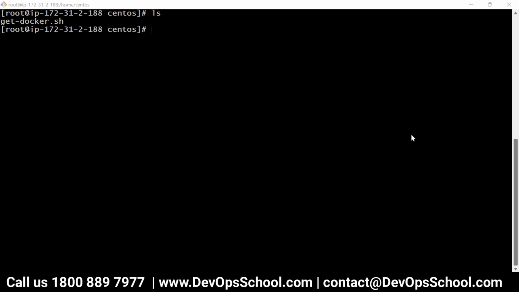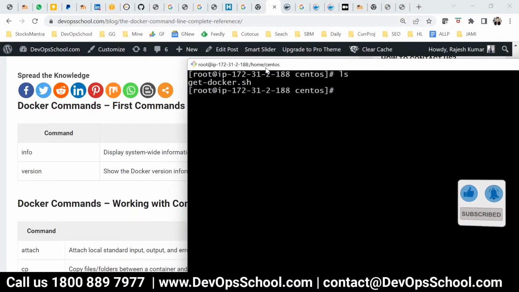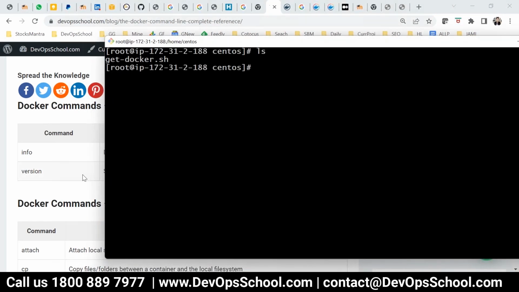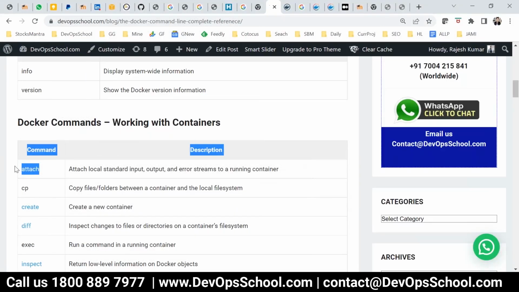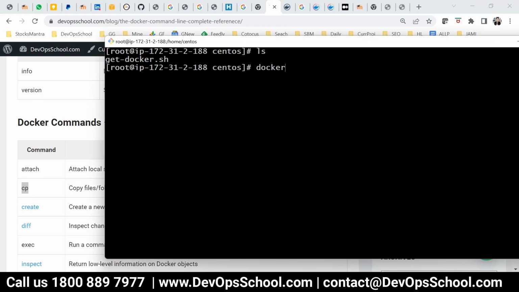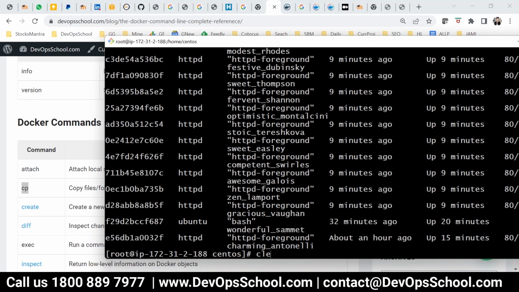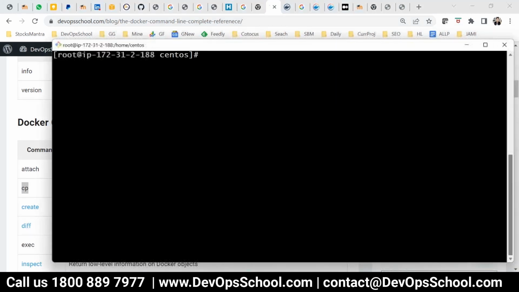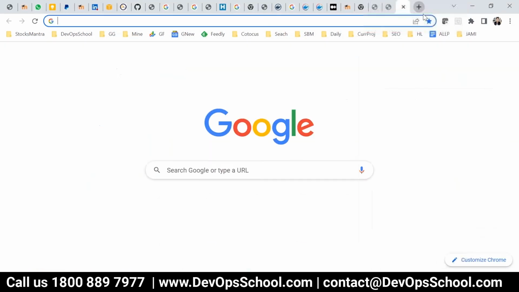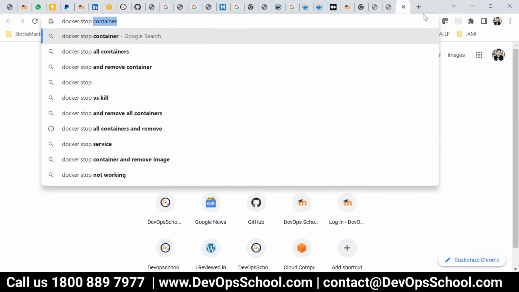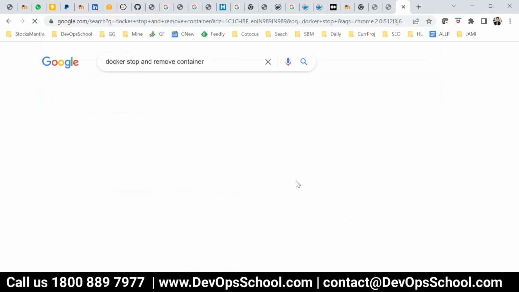Okay, so can we run the rapid fire round sort of things now? All of you? Yes. Okay, so guys, attach command I have run. CP command. So guys, here what you can do is, let's see, there are so many containers, right? So I need to Docker stop all containers and remove all containers.